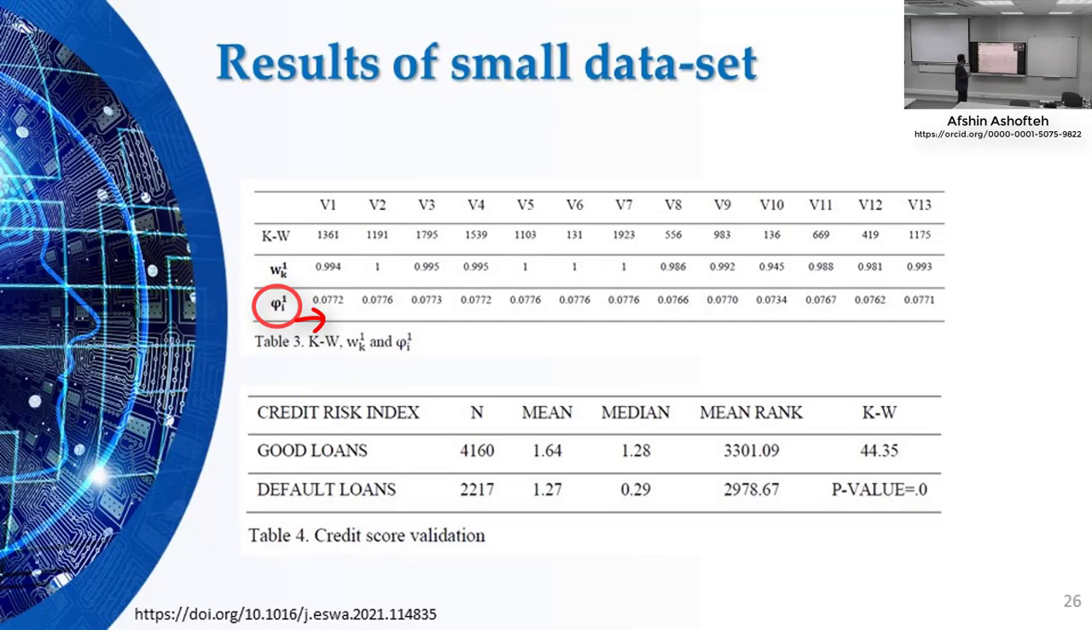So from table 4, the Kruskal-Wallis test for the credit risk index CRI resulted in a p-value of less than 0.001, which means that CRI is significantly able to differentiate the categories of good and default loans.